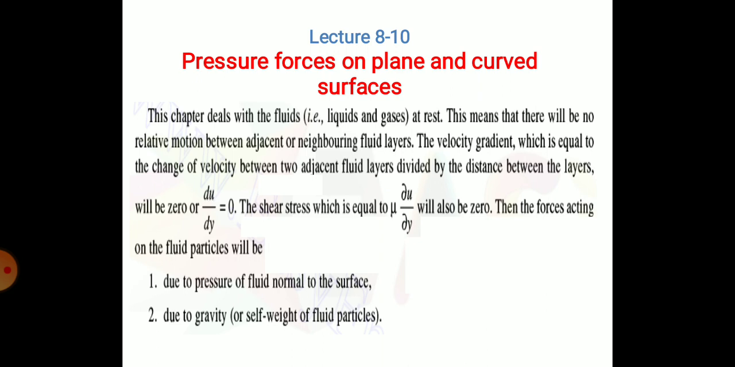Today we will see the topic: the pressure forces on plane surface and curved surface. This topic deals with fluids at rest. This means that there is no relative motion between adjacent or neighboring fluid layers. The velocity gradient, which is the change of velocity between two adjacent fluid layers divided by the distance between the layers, will be equal to 0. That is, du upon dy is equal to 0.